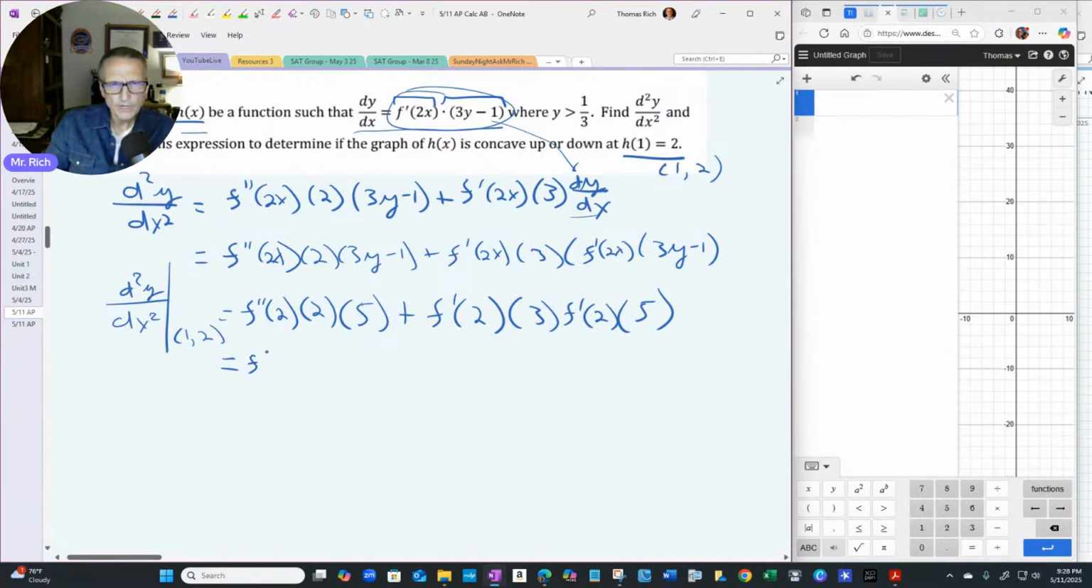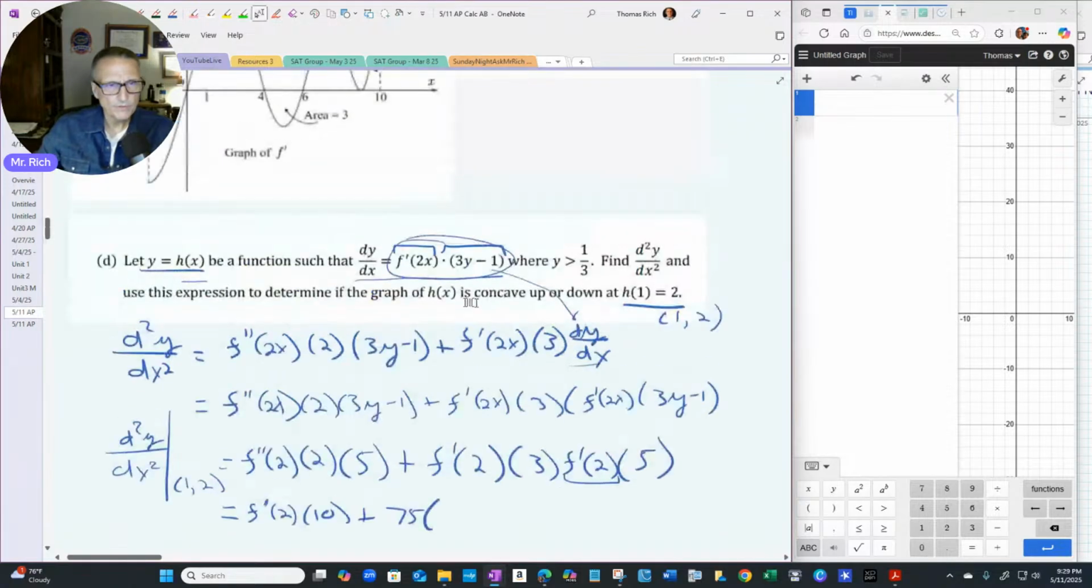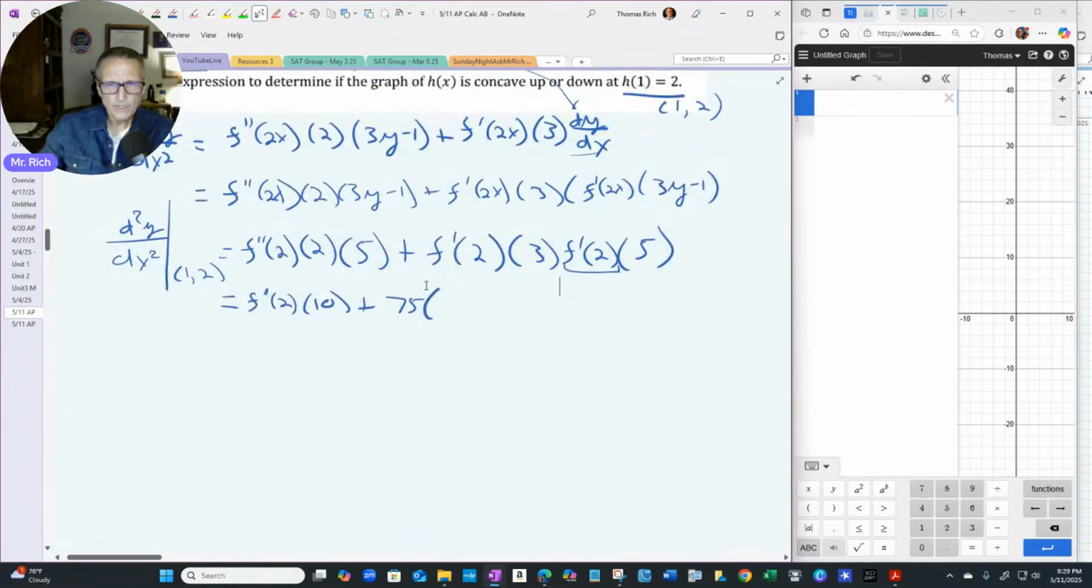So we still need to know f double prime of 2, but that's going to be 10. F prime of 2 is 5. 5 times 3 is 15. 15 times 5, I believe, is going to give me a 75. But we know what F prime of 2 is, right? F prime of 2 was 5. So that's a large number there. So that's going to be 5 times 3 times 25. So I got 5 times 5 times 5, 125 times 3, 375.